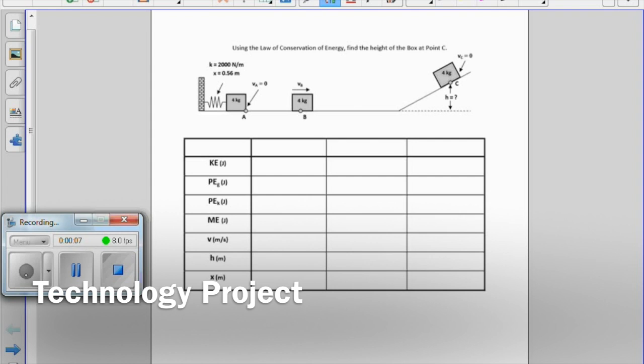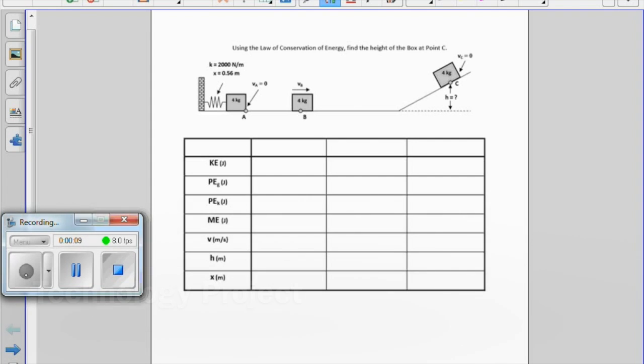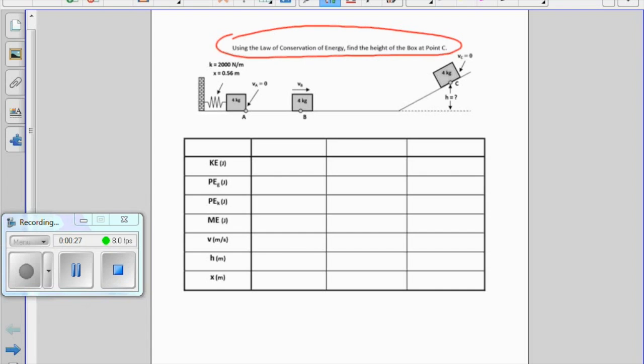I just want to go over an organized way to solve multiple part energy problems using conservation of energy and what I call energy tables. So let's take a look. Here I have our problem. Using the law of conservation of energy, find the height of the box at point C.